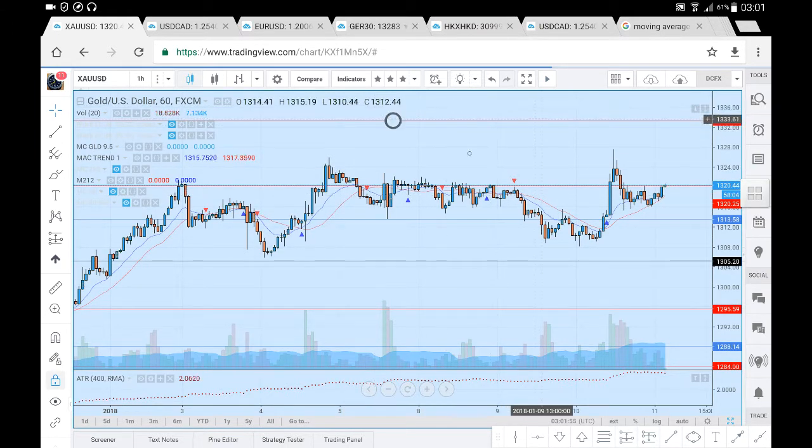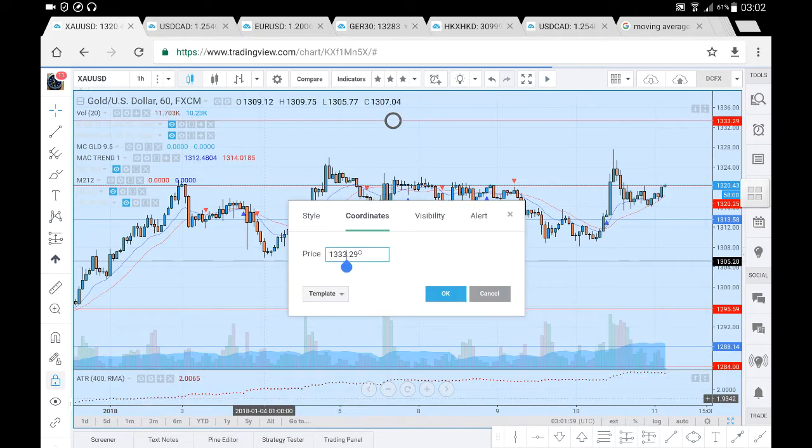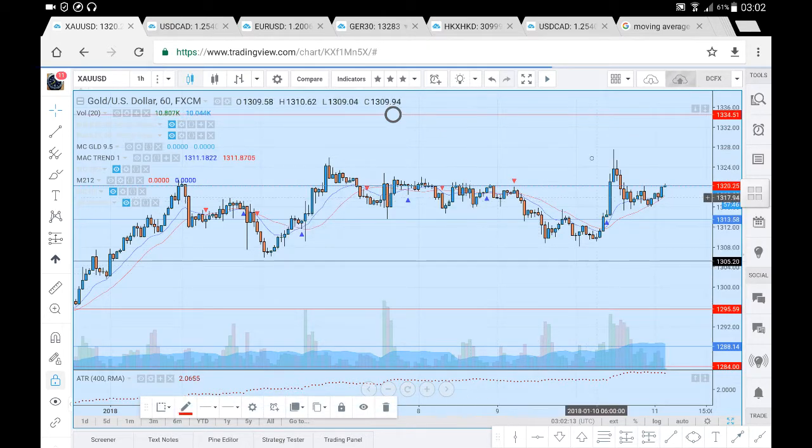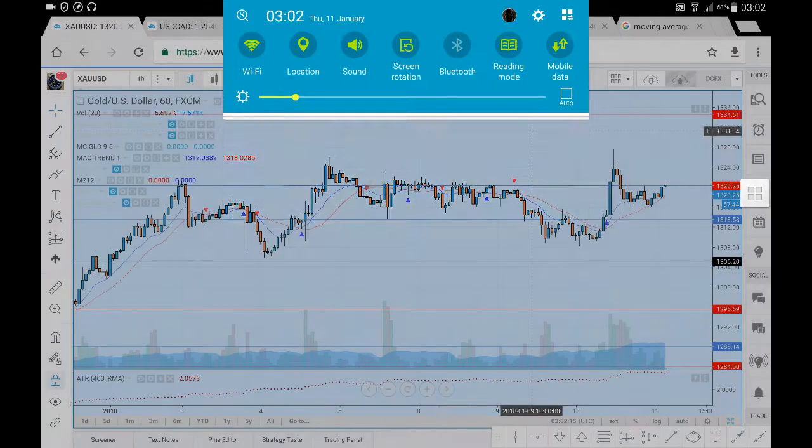I'm just going to have to change that chart. Just bear with me a second here. It's around 1345... just bear with me a second. It's with 1345.1. Let's just see. 1345.1.